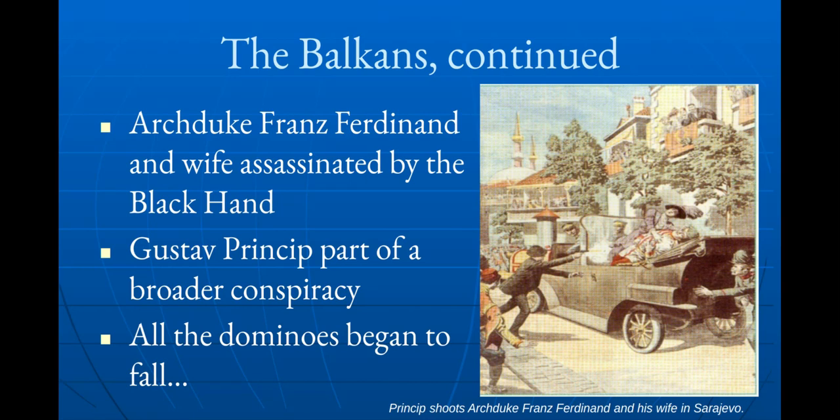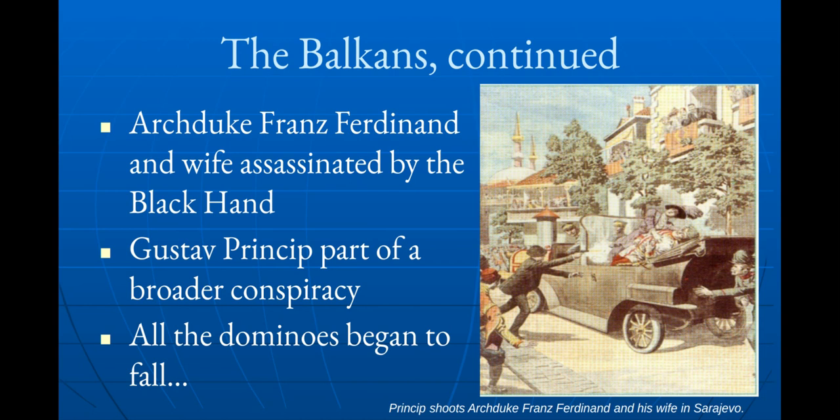There was an attempted bomb attack on his car earlier. They take a different route. They get stuck in an alley, and there in the alley, quite conveniently, is Gavrilo Princip, a member of the Black Hand, a radical Serbian nationalist group. There are many of them scattered throughout the city that day. He just happened to be in this alley.